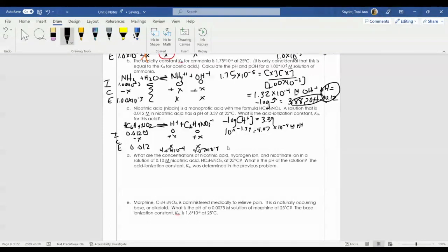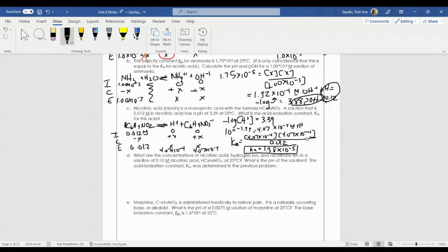And now that I have all of those equilibrium concentrations, I can plug those into my equilibrium expression and get the value for Ka. So let's go ahead and do that. Ka is equal to 4.07 times 10 to the negative fourth times 4.07 times 10 to the negative fourth over 0.012. And I get a Ka equal to 1.38 times 10 to the negative fifth.